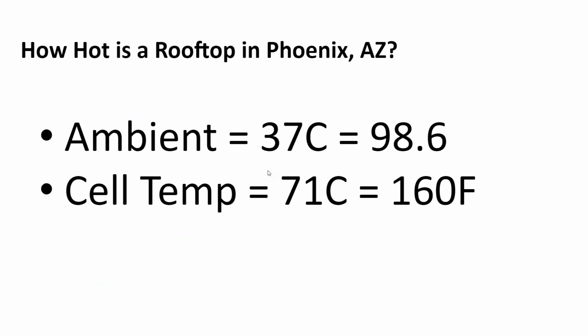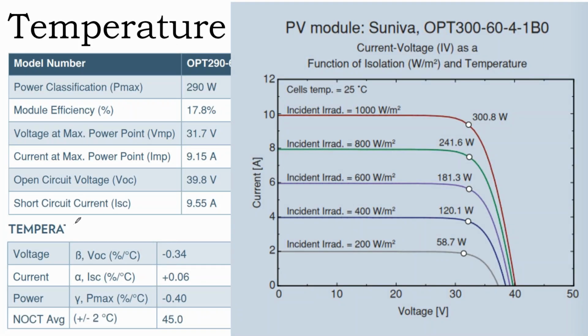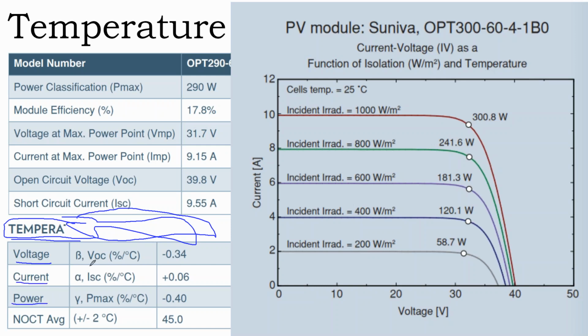Okay, but it gets really hot on a rooftop. Can we use a spec sheet to determine what the performance will be on a hot day outside? And the answer is yes. On a module spec sheet, they're called temperature coefficients. So we've got a temperature coefficient of voltage, of current, and of power. Remember, a volt times an amp is a watt. So voltage times current equals power.